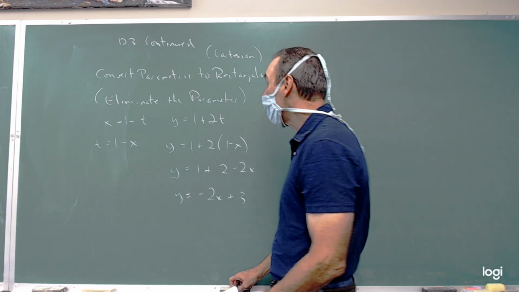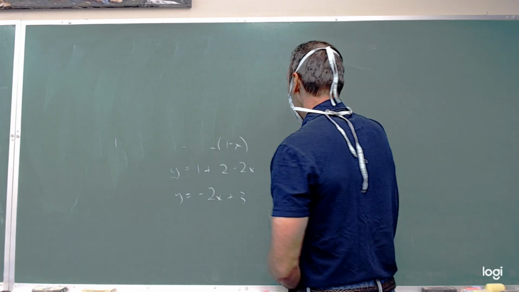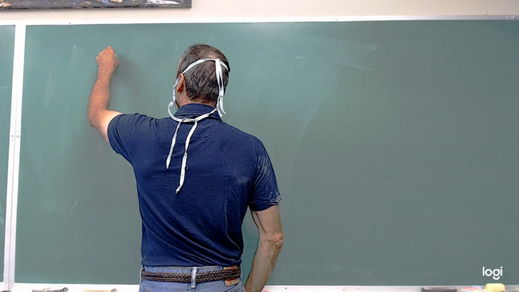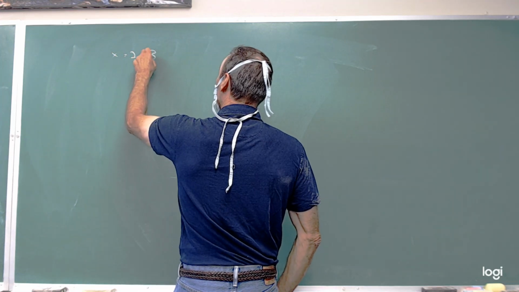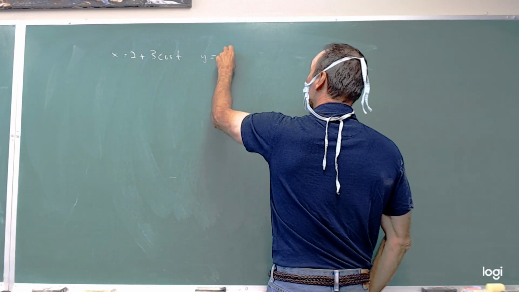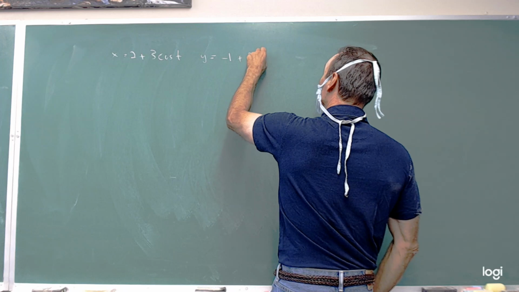Let me give you a different one that has sines and cosines in it, because then we have a different strategy than we did there. So if we say x is 2 plus, say, 3 cosine t, and y is equal to negative 1 plus 2 sine of t.